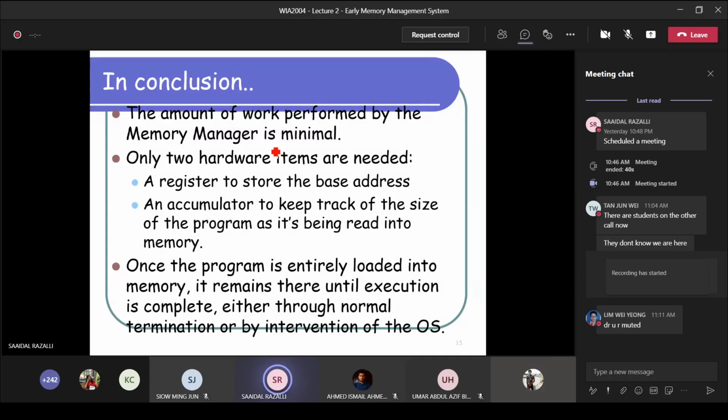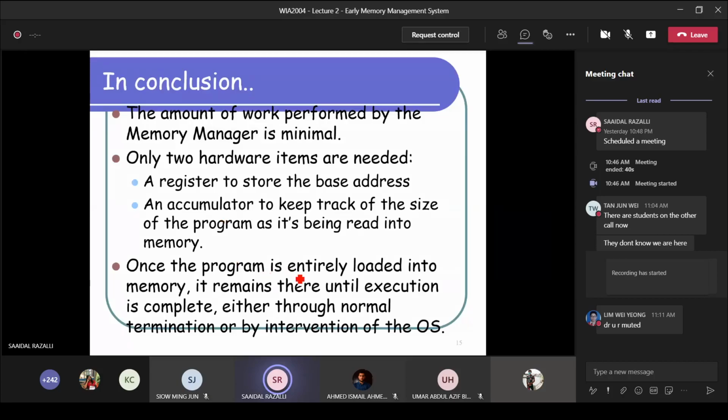So the amount of work performed by the memory manager is minimal. The memory manager just looks at the size of the jobs. If the job is smaller than or the same size as the memory, it will be executed. But if the job is bigger than memory, it cannot be executed or stored in memory. Only two hardware items are needed: a register to store the base address, and an accumulator to keep track of the size of the program as it is read into memory. So only two hardware items: register and accumulator.